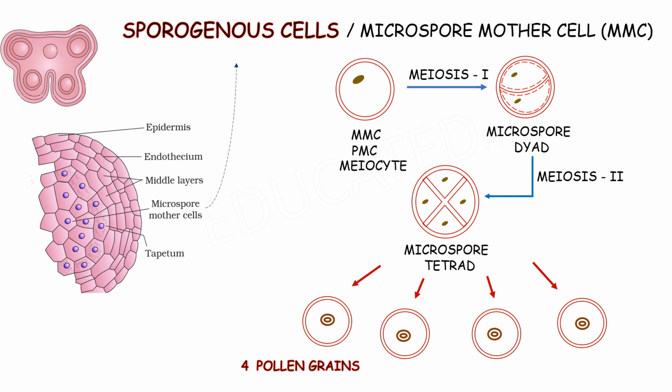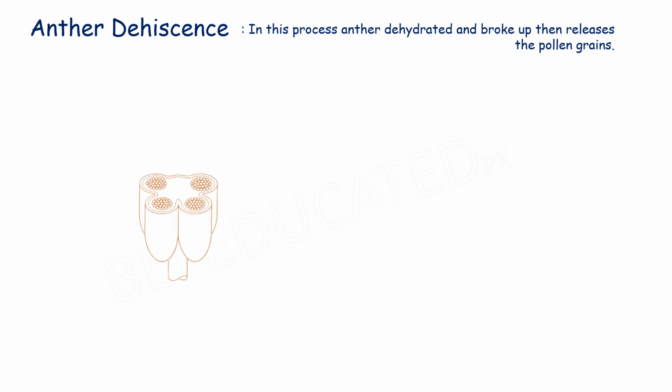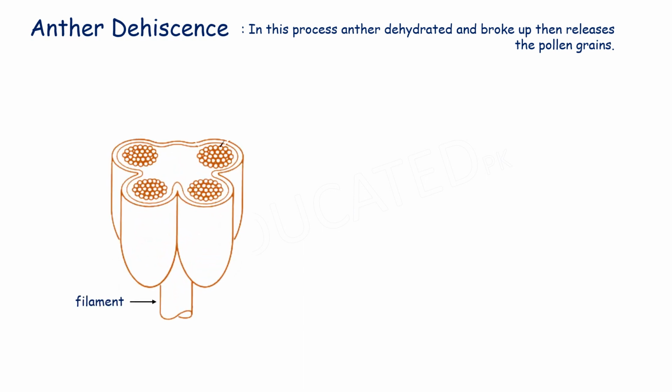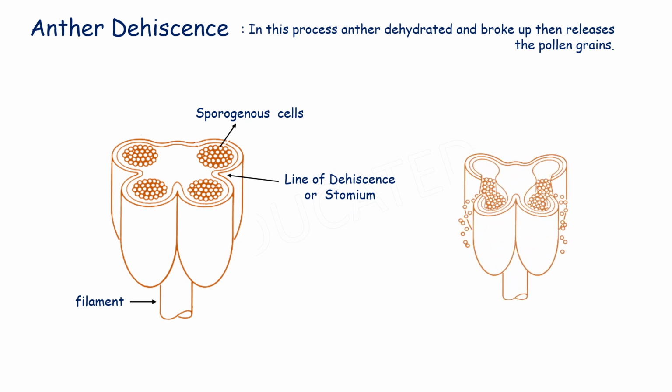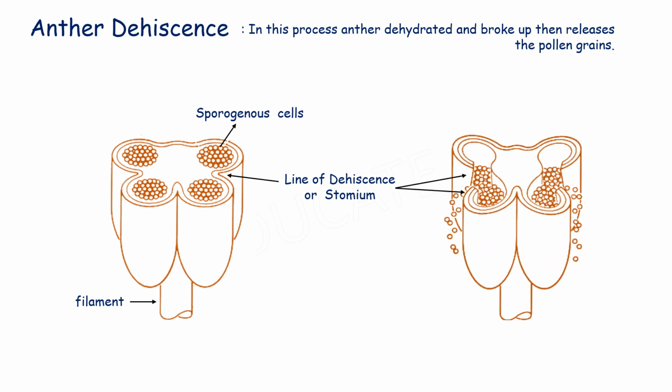So now take a look at anther dehiscence. In this process, anther dehydrates and breaks up, then releases pollen grains. So this one is our anther having sporogenous cells and showing the line of dehiscence or stomium, from where the anther dehydrates and breaks up to release pollen grains like this. Sporogenous cells convert into pollen grains and are released from the anther for pollination.